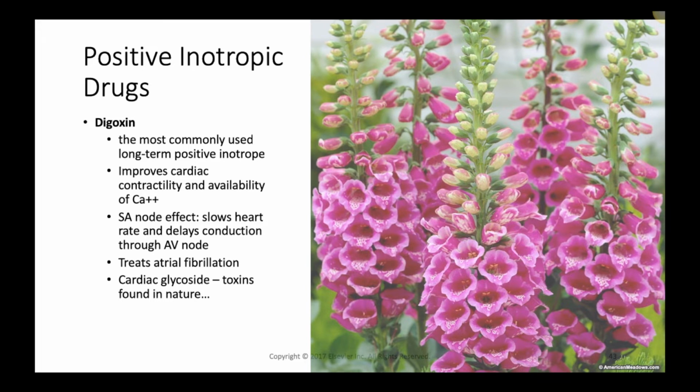Digoxin, like I said, works with this method of action. It's the most commonly used long-term positive inotropic drug, and it improves cardiac contractility and availability of calcium. It has an atrial node effect. It slows the heart rate down and delays conduction through the atrioventricular node, and it treats atrial fibrillation. It is a cardiac glycoside, which is a toxin found in nature.